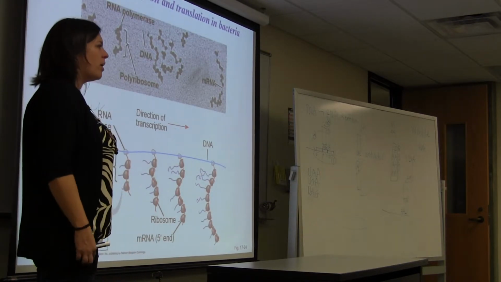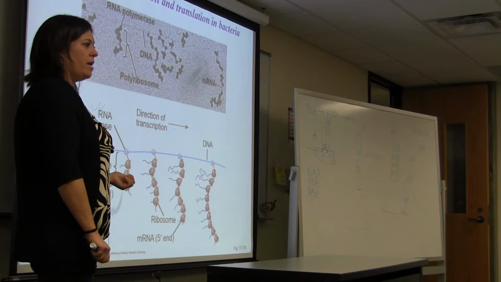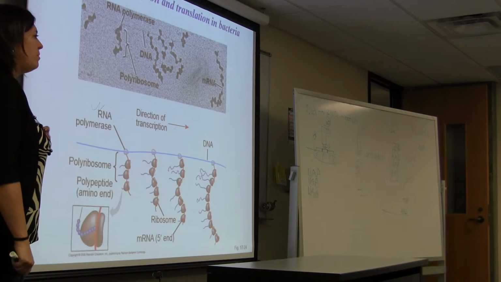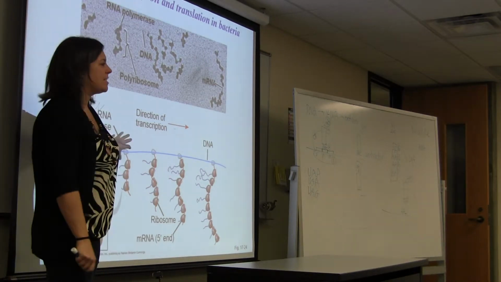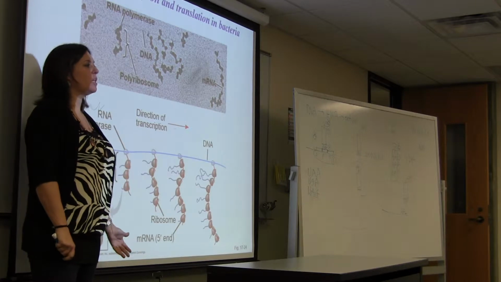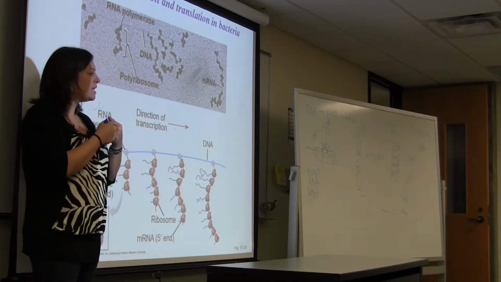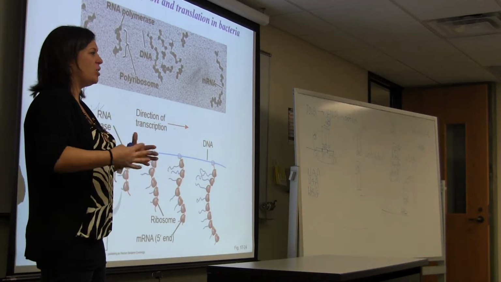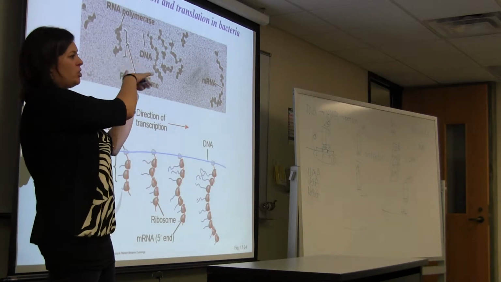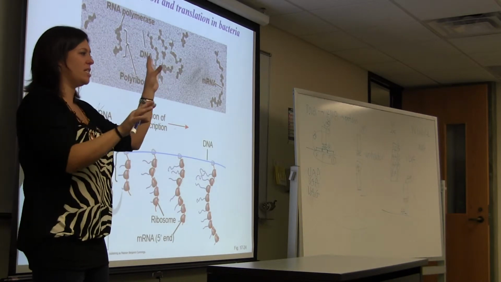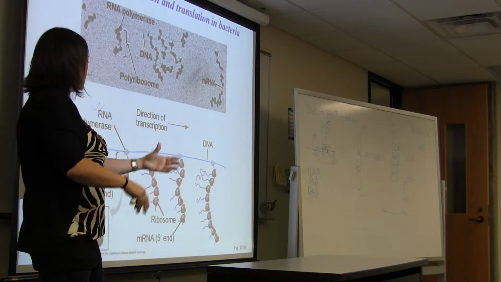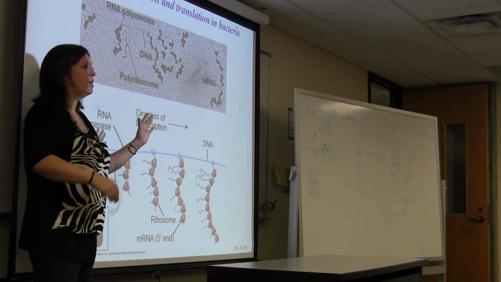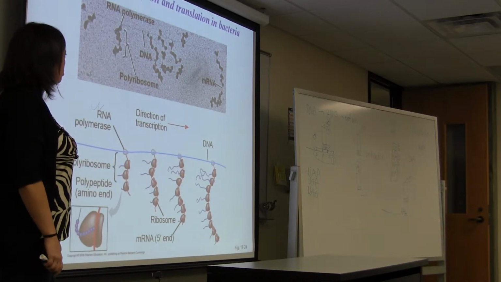Now, prokaryotic cells don't have a nucleus, right? And they don't have RNA processing. That's the difference between prokaryotes and eukaryotes. Because of those differences, bacteria not only can have these polyribosomes, but they're actually able to link transcription and translation so that they're occurring simultaneously. Because in eukaryotes, we have to process the mRNA and ship it out of the nucleus, so there's no way that transcription and translation can be occurring at the same time. But in prokaryotes, because they don't have a nucleus and everything's happening in the cytoplasm, you can get this concurrent transcription and translation.